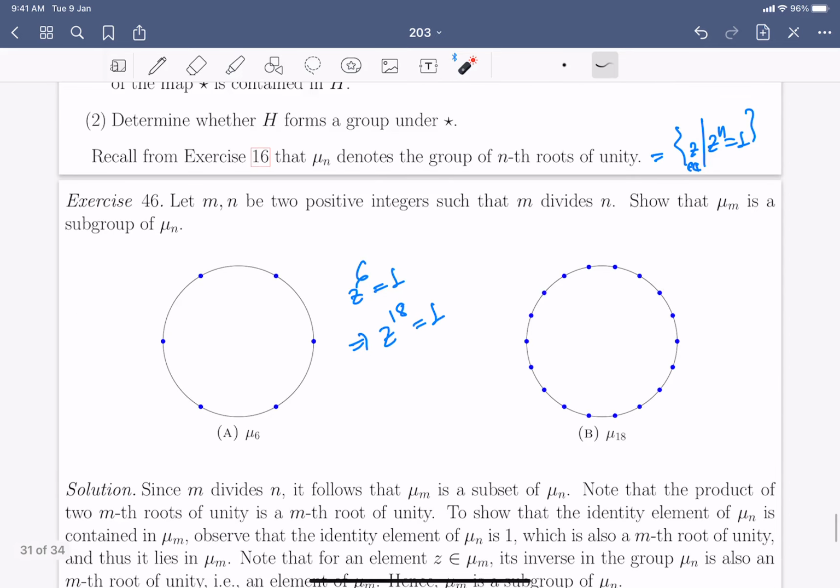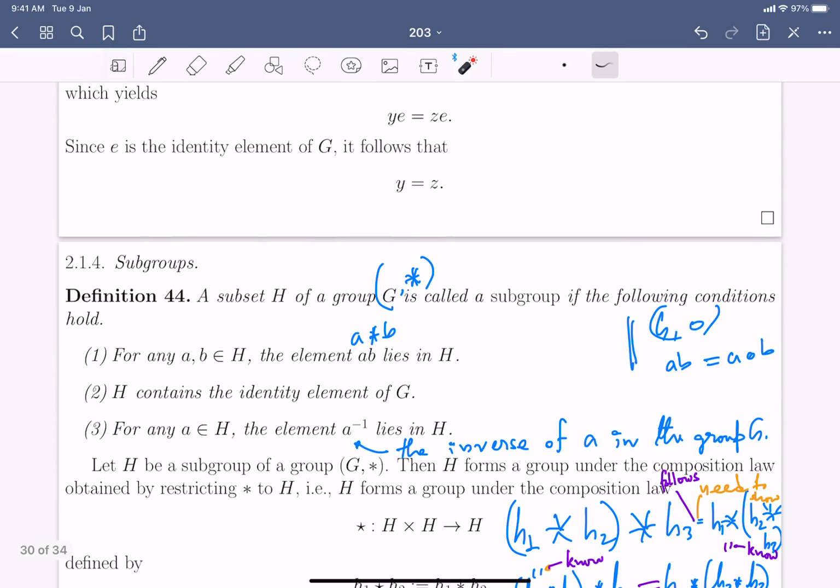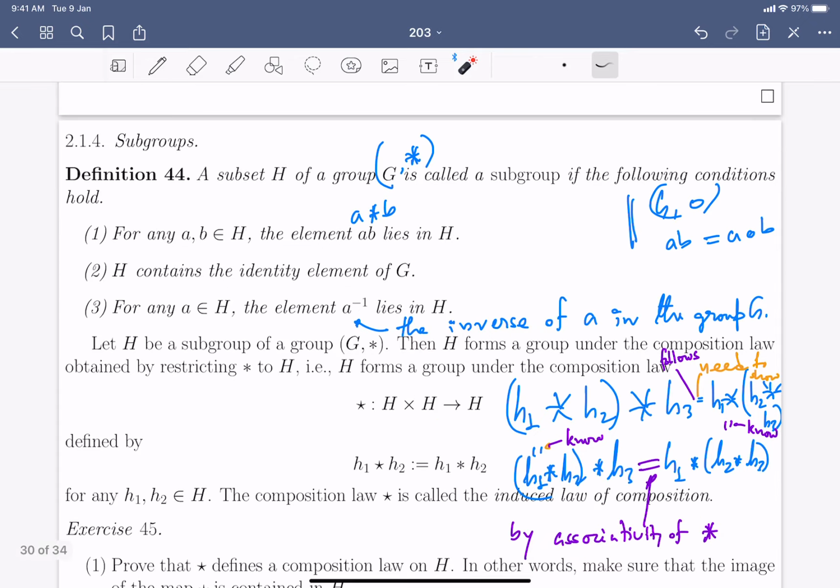Now if you just go back to the definition of a subgroup, then from the first condition you need to show that if you pick any two elements from H, their product has to lie inside H. H has to contain the identity element, which is usually quite easy to verify, at least in this example. And then the fact that this element A inverse lies inside H for any A inside H.